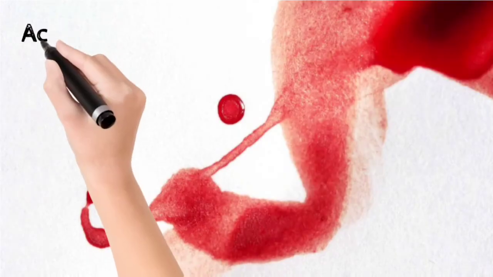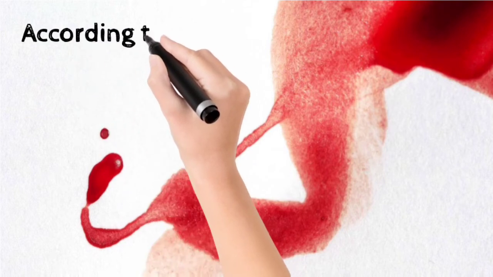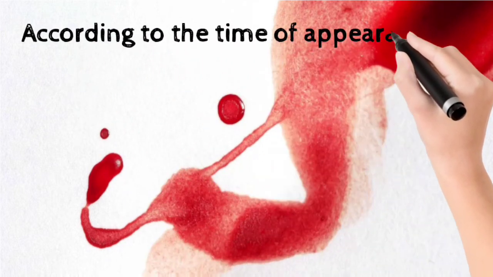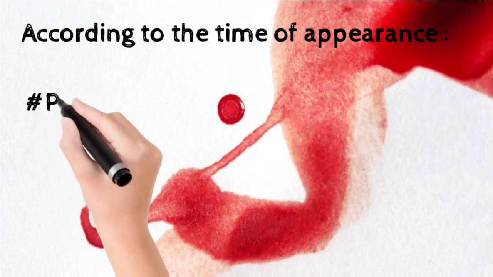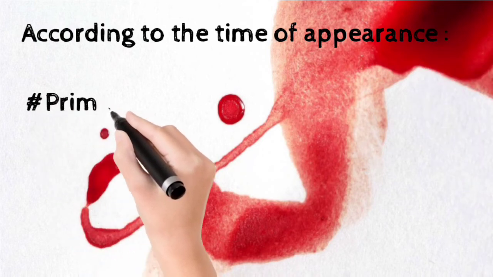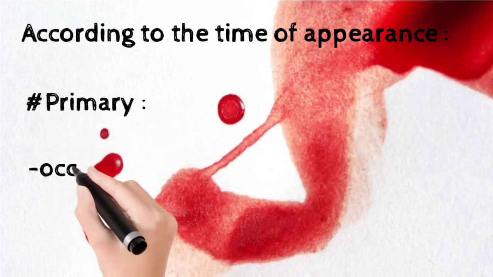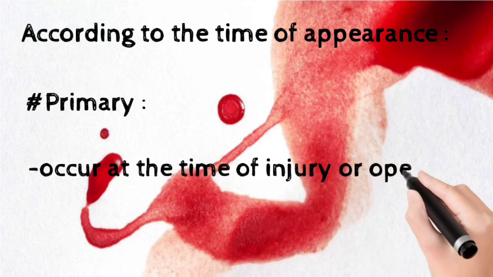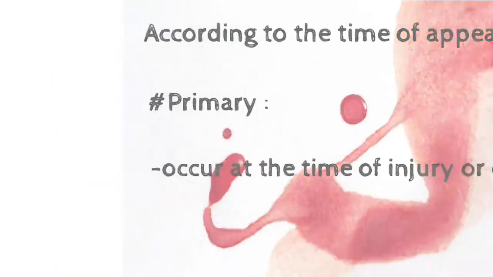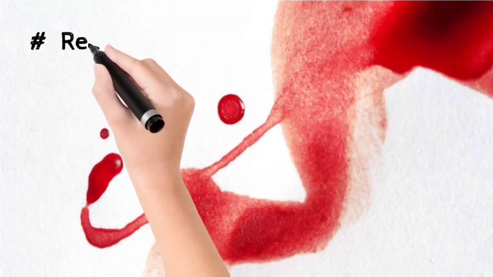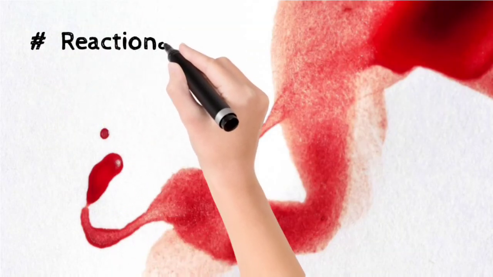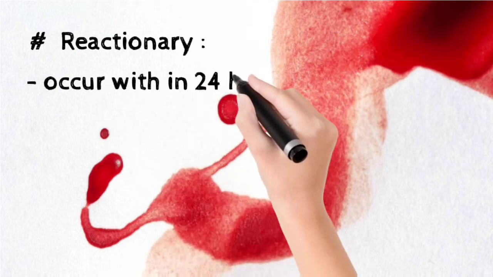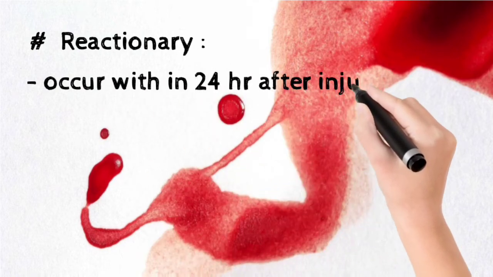Now next we see the types according to the time of the appearance of the blood. In this there are three types, primary, reactionary and secondary. So first we see the primary hemorrhage. It occurs at the time of the injury or the operation. Now the second one is the reactionary type of hemorrhage. In this the hemorrhage occurs within 24 hours after the injury or operation.